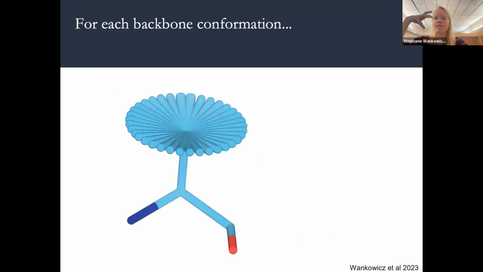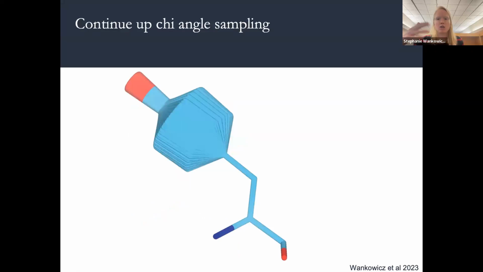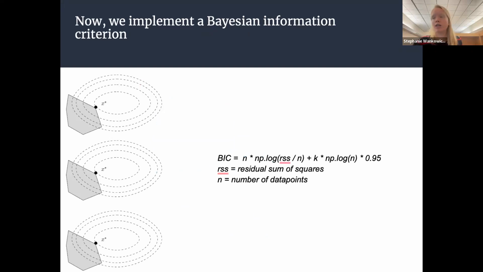We do this for every single chi angle, or dihedral angle, that exists up the side chain. By taking every single potential best backbone conformation, we then do exhaustive sampling, and we continue up the chi chain until we've built out the entire residue. At every single stage, we're doing this optimization algorithm. And finally, once we've built out the entire side chain, we do the mixed integer quadratic programming step, but we also include a Bayesian information criterion step.